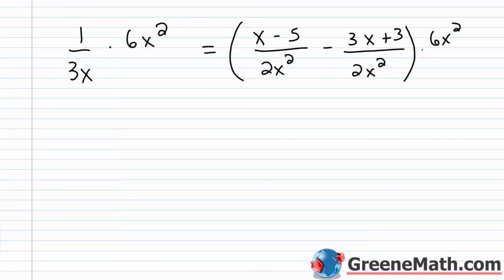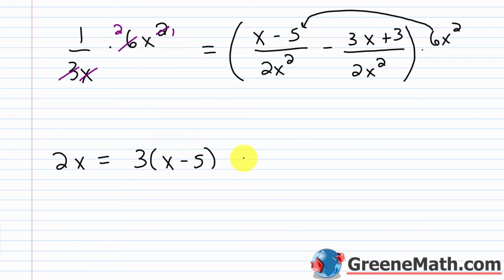So for this one over here, it's easy to see. I can cancel this 6 with this 3 and get a 2. I can cancel one factor of x up here with this x here. And so what I'm going to be left with is just a 2x right here. And this is going to be equal to, I'm going to use my distributive property here, 6x squared over 2x squared. The 6 would cancel with the 2 and give me a 3, and the x squareds would cancel. So essentially I would have 3 times the quantity x minus 5. And then minus, I'm going to have 6x squared times this guy right here. Again, it's going to be the same thing. The x squareds are going to cancel, and 6 over 2 is 3. So I'm going to have 3 times the quantity 3x plus 3.